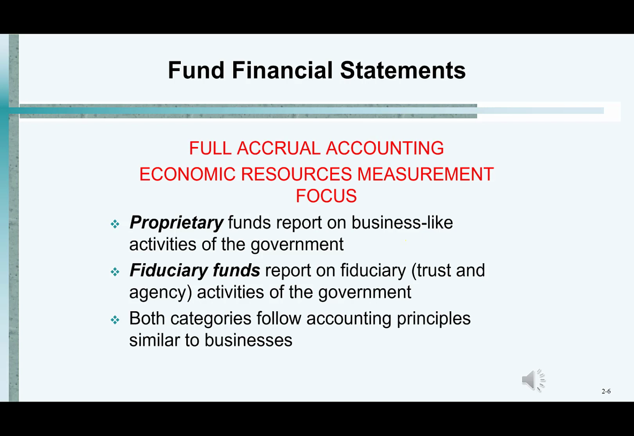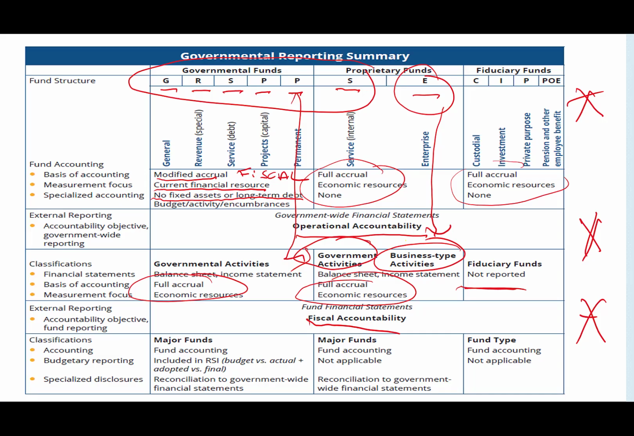For example, revenue recognition is different if we're talking about full accrual accounting, which we use at the government-wide level, versus modified accrual accounting that we would use for our governmental funds. Okay. All right. Good. All this is review, guys.